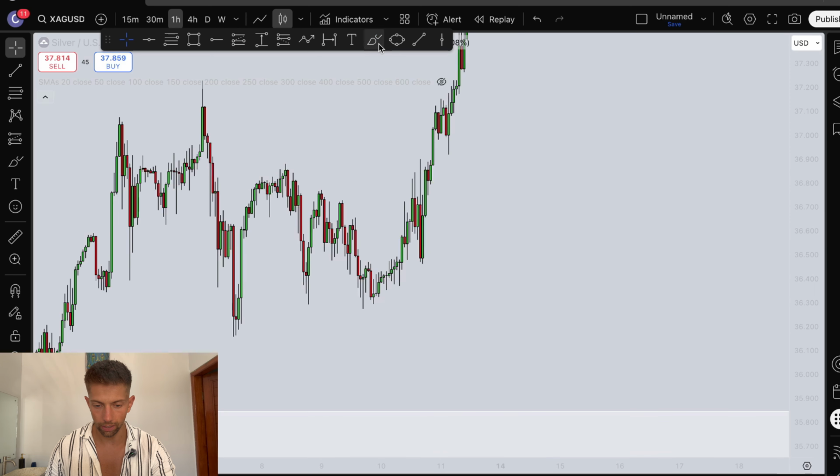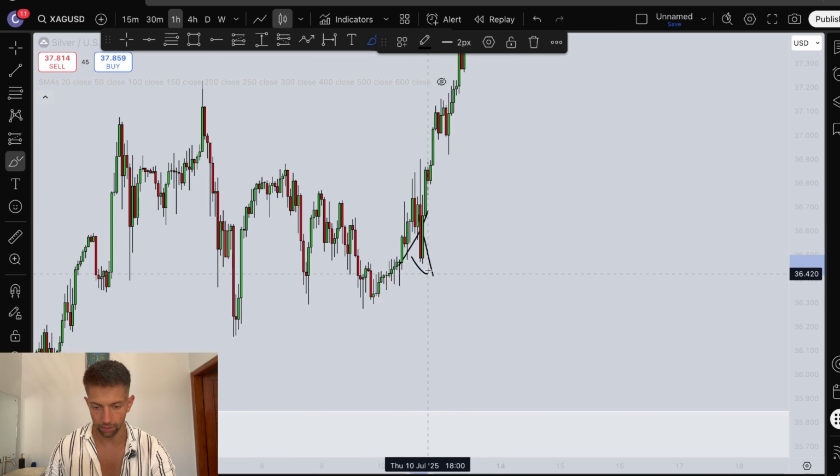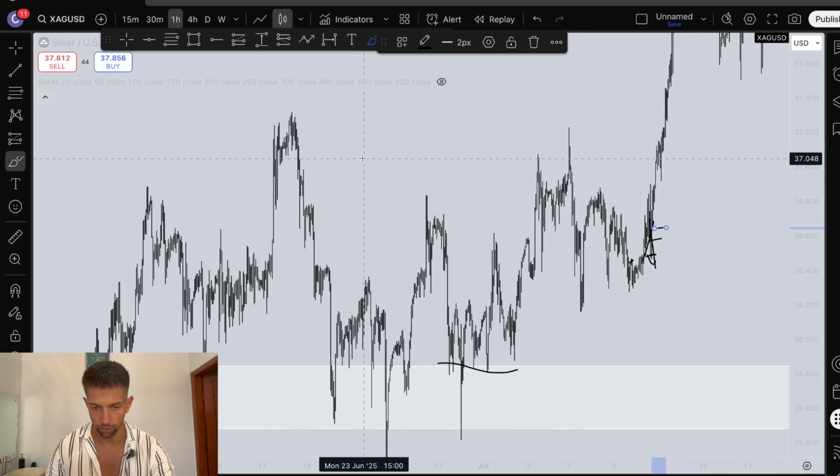So we got right here the structure shift to the upside. You can enter right here. I'm not going to go over entries in this video. I've got multiple videos on my channel, you can take a look. I was in this trade, I believe somewhere here already. Then I took some scale-ins at this position as well, and I closed the trade right here.